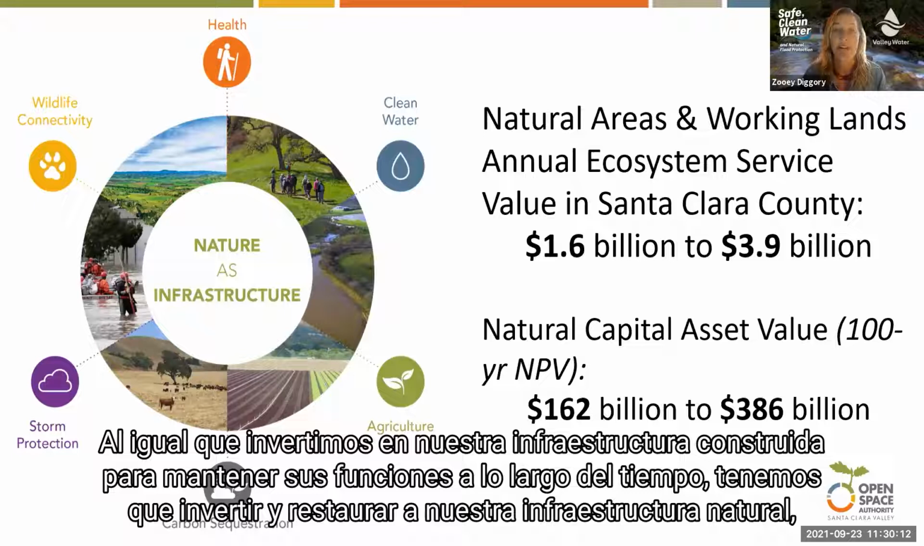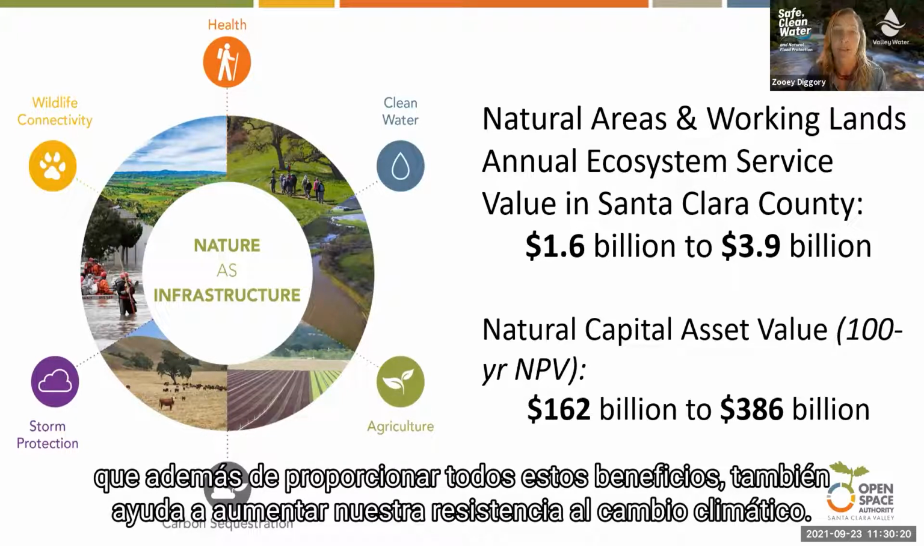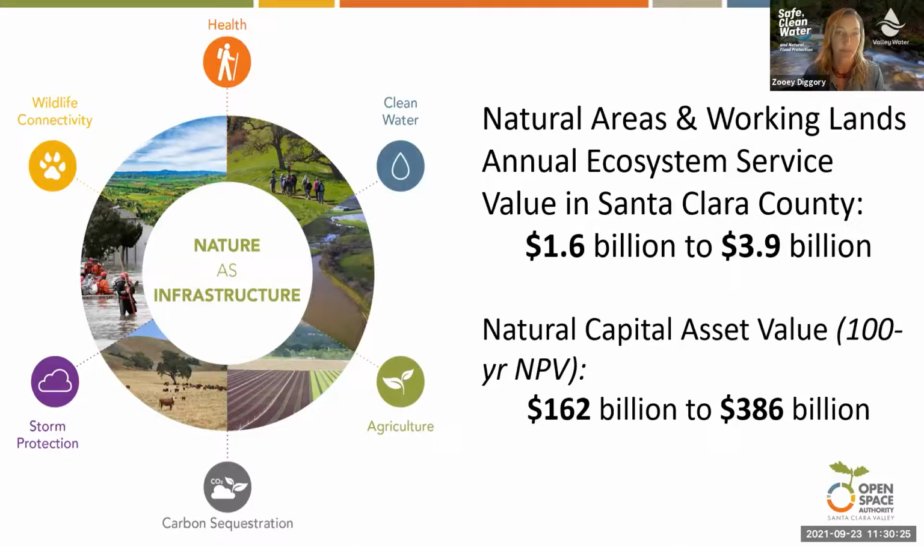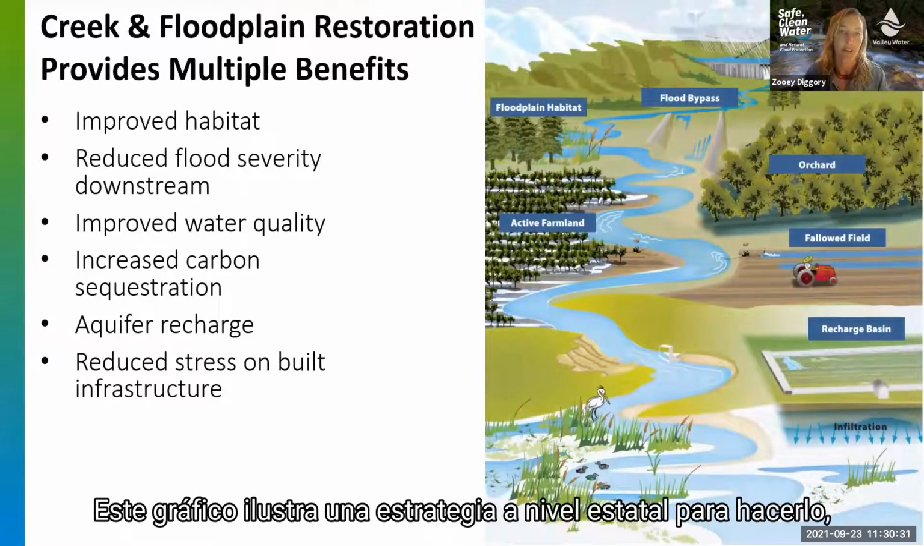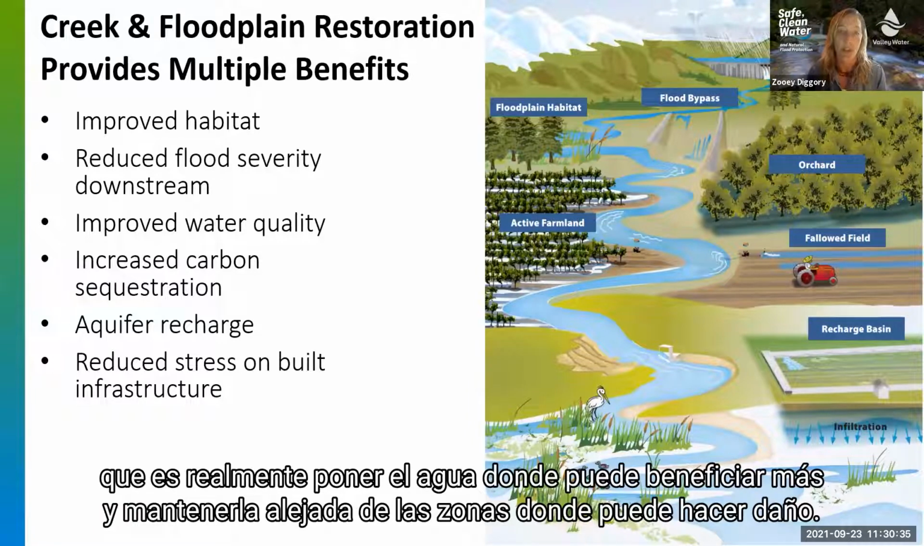So just as we invest in our built infrastructure to maintain its functions over time, we need to invest in and restore our natural infrastructure, which in addition to providing all of these benefits, also helps increase our resilience to climate change. So how do we do that? This graphic illustrates a statewide strategy for doing just that, which is really putting water where it can do the most good and keeping it away from the areas where it can do harm.